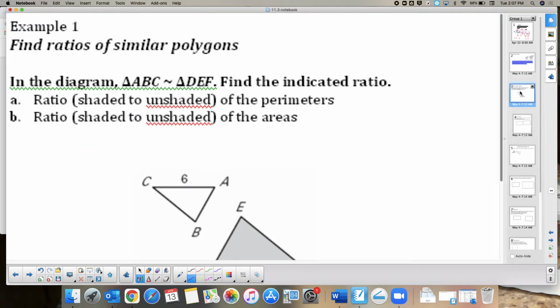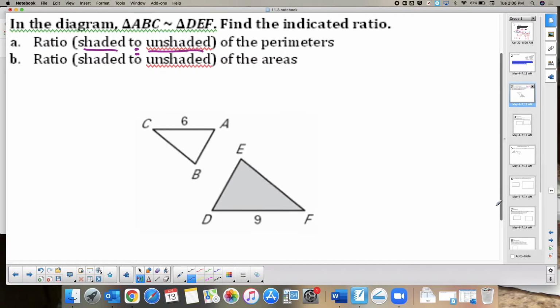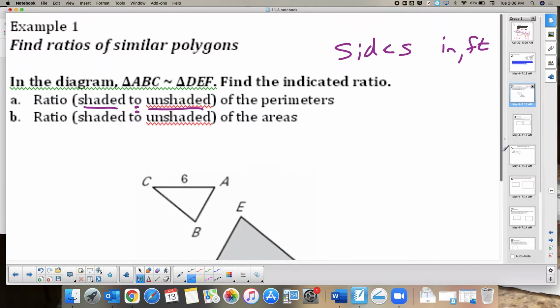So take a look at your first example. I want you to find the ratio shaded to unshaded of triangle ABC and triangle DEF. It says it wants the ratio of our perimeters. Well, let's start with our sides. Our sides are measured in plain inches, plain feet. So our sides, shaded to unshaded, we are looking at 9 to 6. We learned earlier this year the ratio of your perimeters is the same as the ratio of your sides. So the ratio of my perimeters will also be 9 to 6.